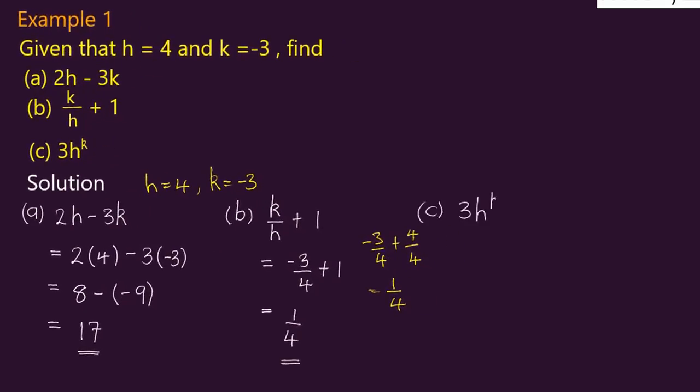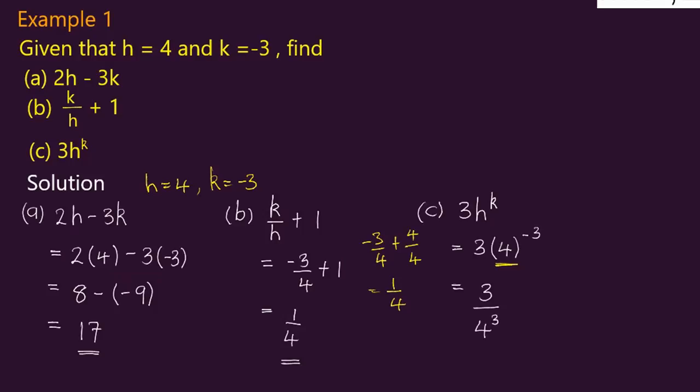We want to move on to part C, in which we want to look for 3h raised to the power of k. So that will give us 3 of h. H is 4, and 4 to the power of -3. Now, according to the laws of indices, if you have a negative power, in this case the negative power is -3, and it's affecting 4 only because we have that bracket, so we invert. So what we'll be getting is 3 divided by 4 cubed. Remember, the power becomes positive after we invert.